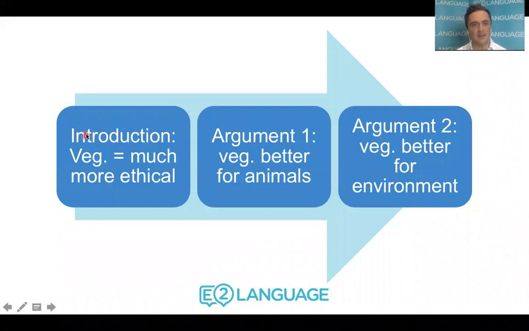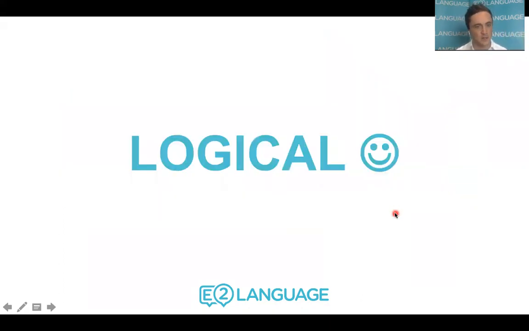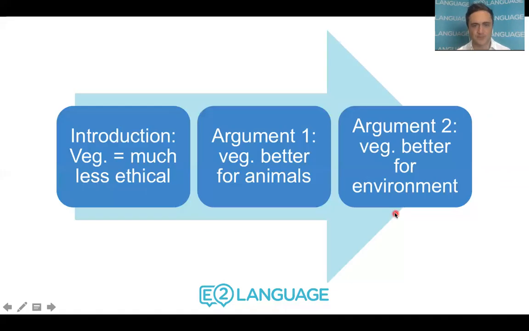And you can see here in my introduction, I've told the reader that this essay will discuss the reasons why vegetarianism is more ethical. Argument one, it's better for animals. Argument two, it's better for the environment. This flows from beginning to end, okay? You can see a flow. Now, that's logical, that's good, that's what we want.